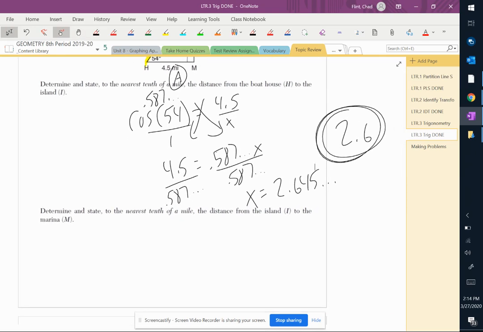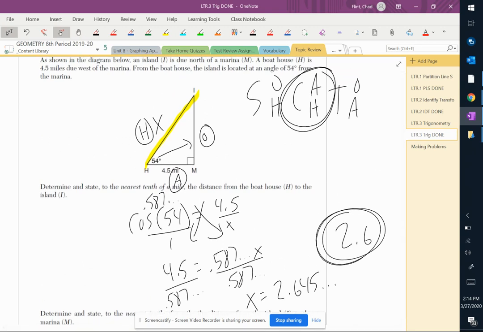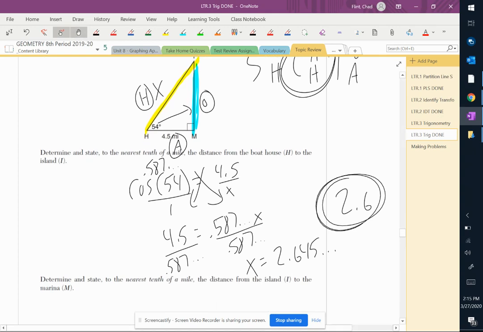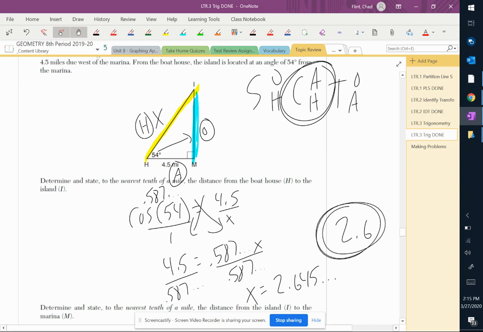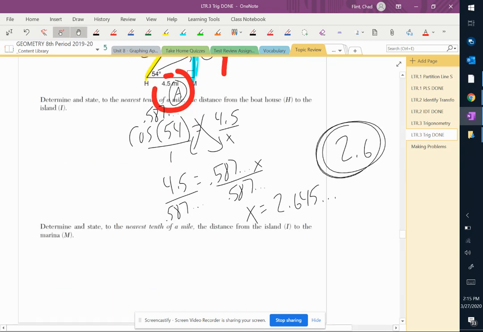And then it says it wants from I to M. So now the second part wants this side here. I have a couple options. I can do a sine, cosine, tangent, or I could do Pythagorean theorem. I'm going to do a sine, cosine, tangent. I'm going to do tangent for the second one because I want this. I'm going to call that y, and I know this. So I'm going to use the tangent for my second problem.